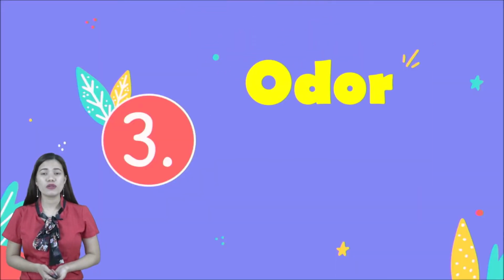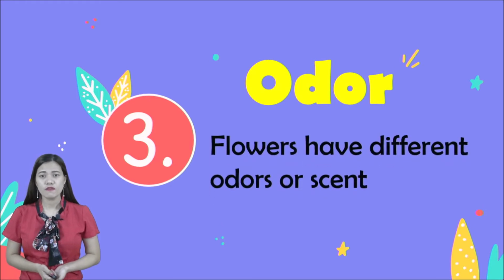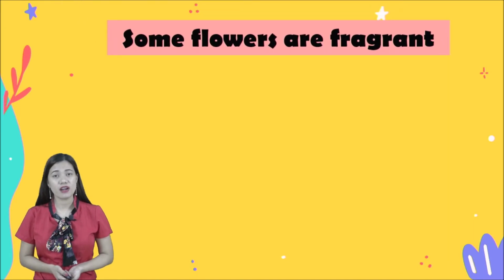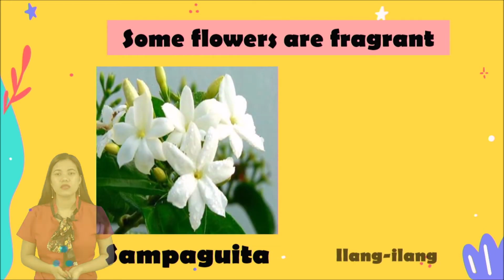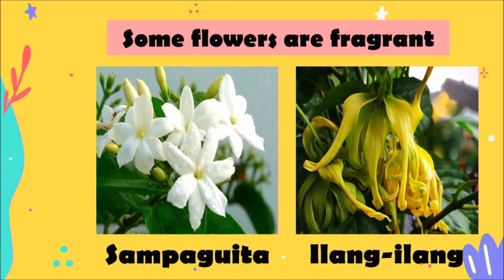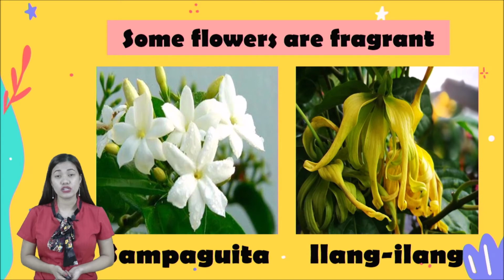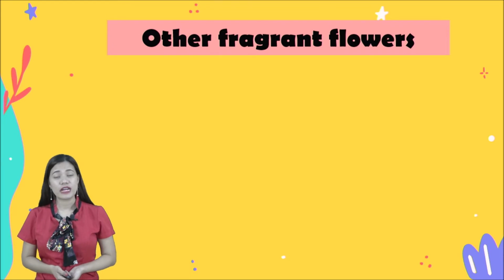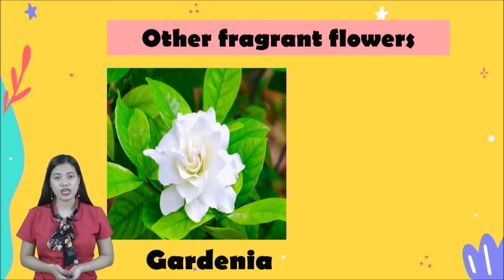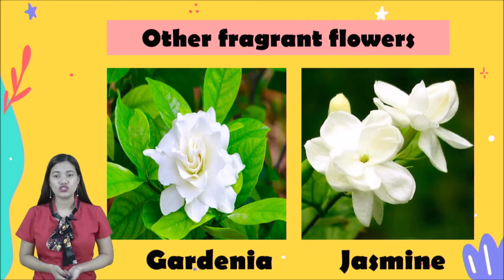Now, how do flowers differ from others? Flowers have different odors or scents. Some flowers are fragrant. Examples of this are the sampaguita again and ilang-ilang. Most people buy a garland of these flowers, kids, to hang in their cars or jeepneys because of their fragrance. Fragrant flowers, kids, are used in personal care products. And another fragrant flowers, we have gardenia and also jasmine flower.